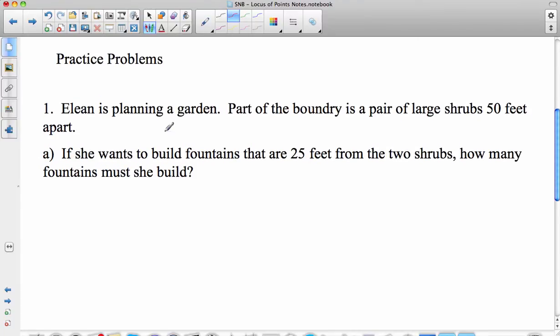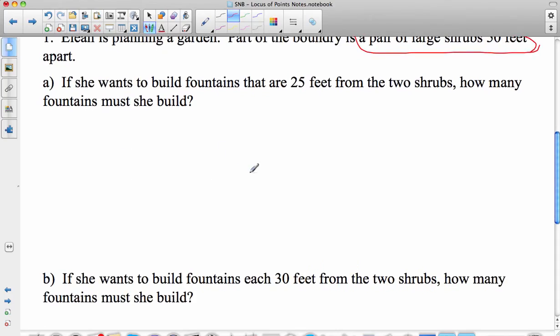So let's do the first practice problem here. It says Elena, well, we have a typo, but that's okay. She's planting a garden. Part of the boundary is a pair of large shrubs that are 50 feet apart. So we have to start off with our given: a pair of large shrubs that are 50 feet apart. We still need to draw our picture. So this is going to be shrub A, and we'll call this one shrub B. And we know that the total distance is 50 feet.